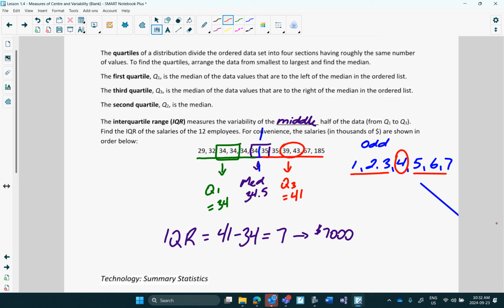Okay, so you just got to know the difference. So then I would find the middle number of these 3, and that would be Q1. I find the middle number of these 3, and that would be Q3. So if it's an odd set of numbers, you don't include the median when you find Q1 and Q3. If it's an even set, you've got to include those 2 middle numbers in calculating Q1 and Q3.